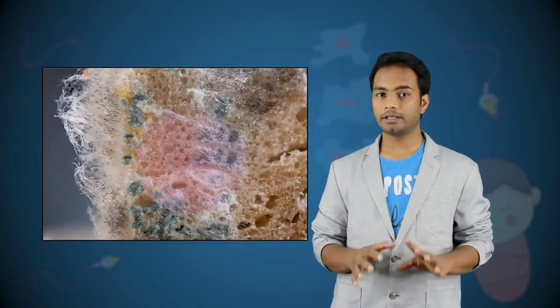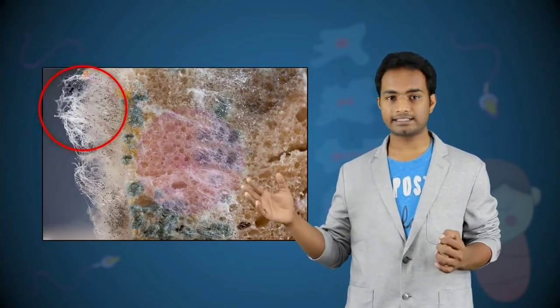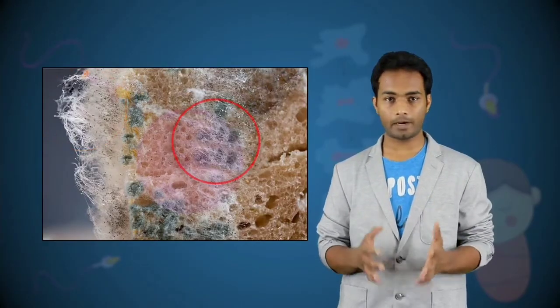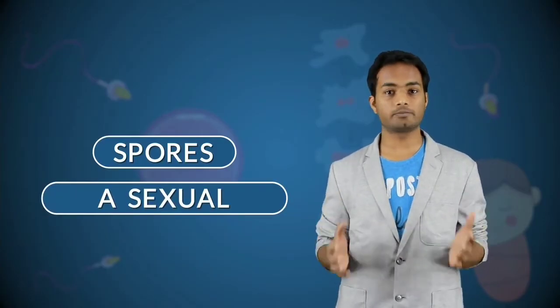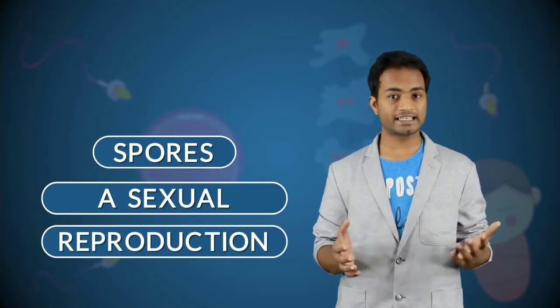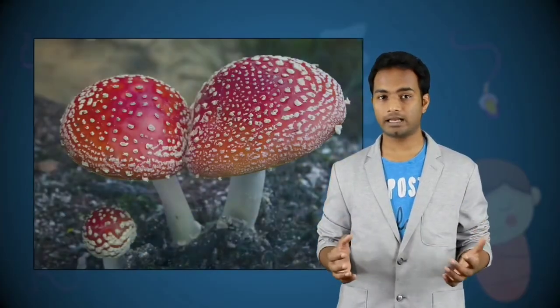If you have ever observed some spoiled bread, then you must have seen some whitish threads like these and also some black powdery substance like this. These are called spores.